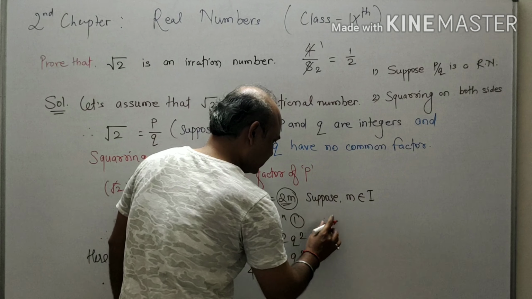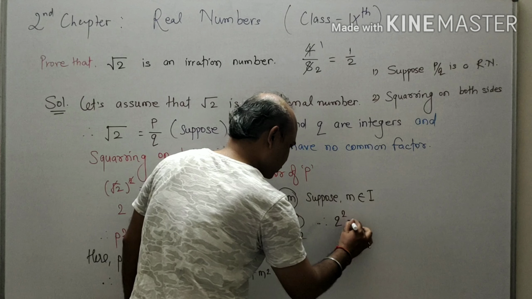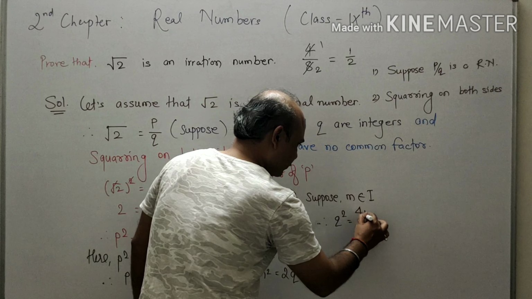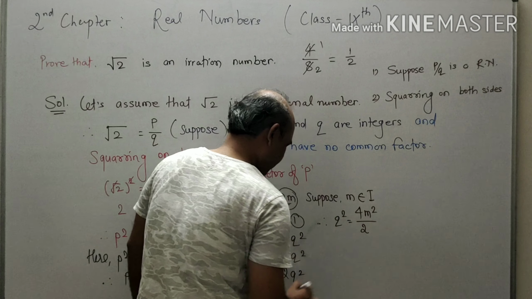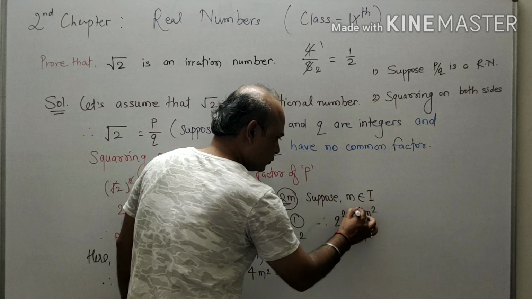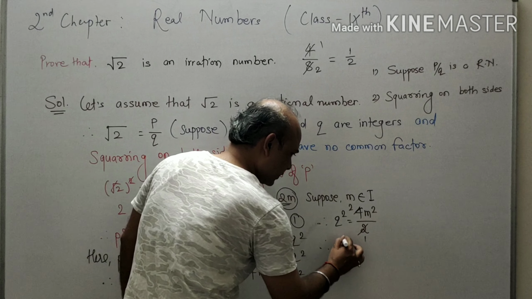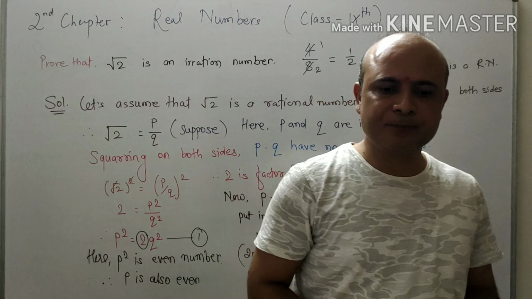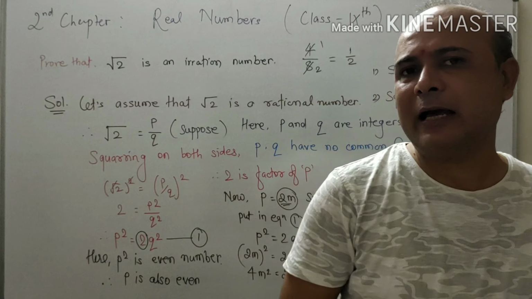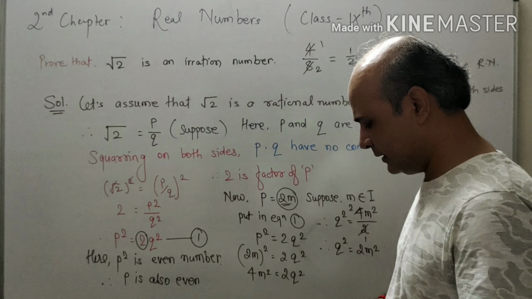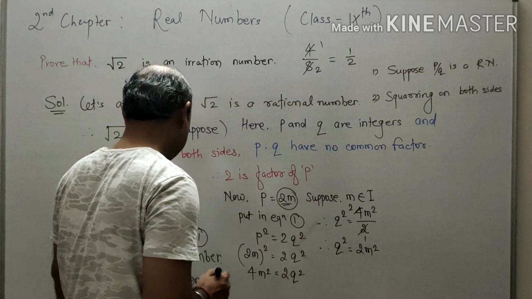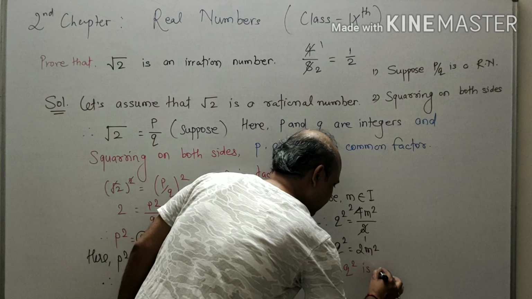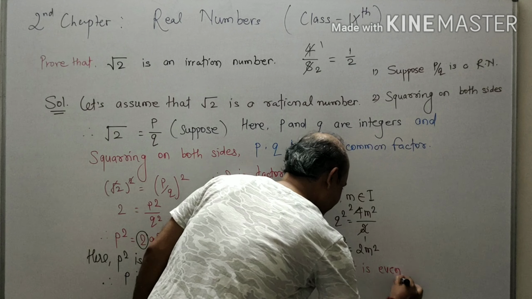And therefore, student, q square is equal to what? Just transfer to the left hand side. So this will be 4m square upon 2, and you will cancel out: 2 ones are 2, 2 twos are 4. Therefore, q square is equal to 2m square. Here, student, q square is equal to 2m square. It means that again here q square is even.